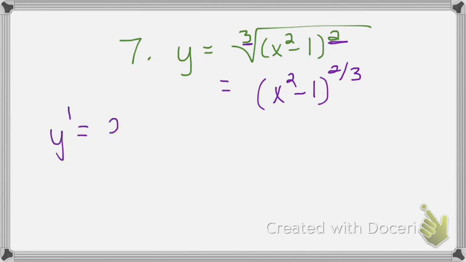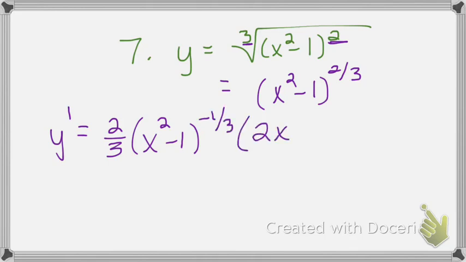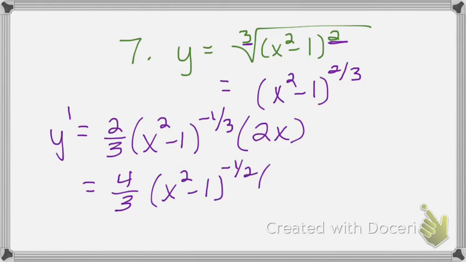So to find the derivative there, I would put 2/3 in front. Subtract 1 in the power, so 2/3 minus 1, which is negative 1/3. And then multiply by the derivative of the inside, which is 2x. The only other thing I could do is multiply the 2 and the 2/3 together and get 4/3.